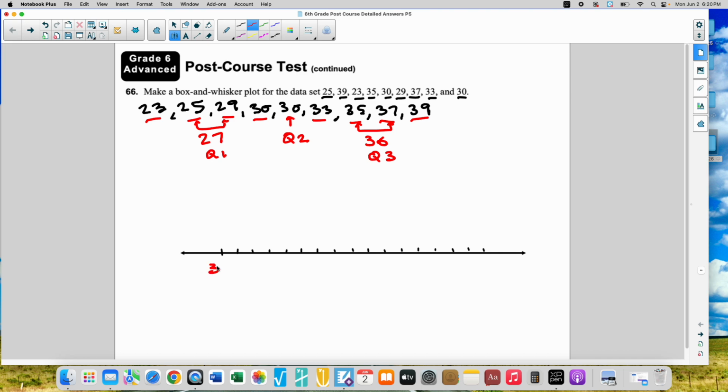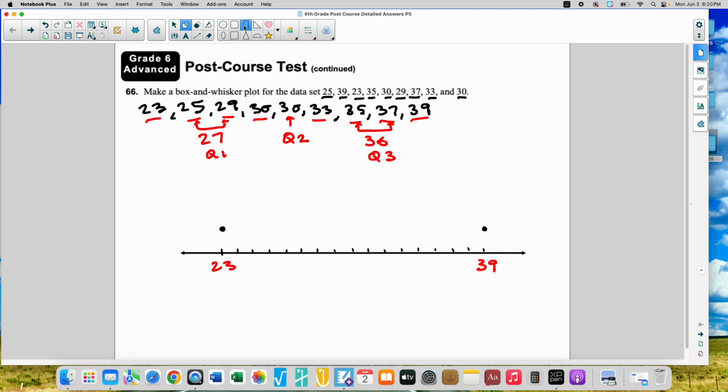This is 23, excuse me, dyslexia. 23 and 39. And those are going to be the ends of our tail. So we have a dot there, we have a dot there. And now we have a box. I guess that would be our whisker.